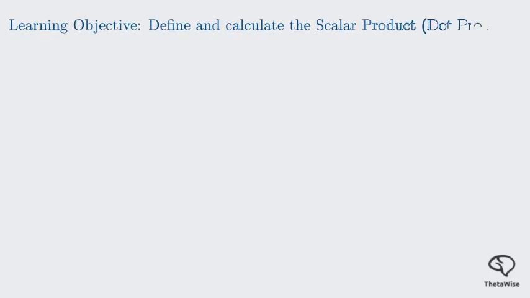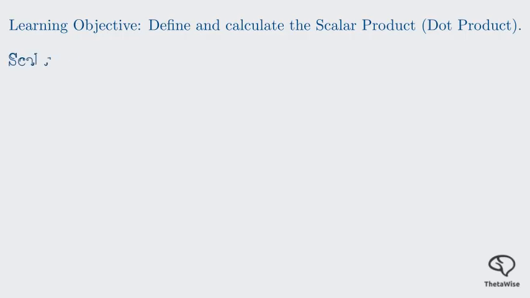We now move on to a new type of vector multiplication. Previously, we learned about scalar multiplication, which produces a parallel vector. Now, we'll learn about the scalar product. Our objective is to define the scalar product and understand how to calculate it using component form. When we multiply two vectors, there are two distinct ways to do it. One gives a scalar, a number, and the other gives a vector.